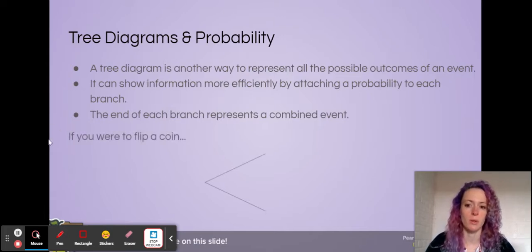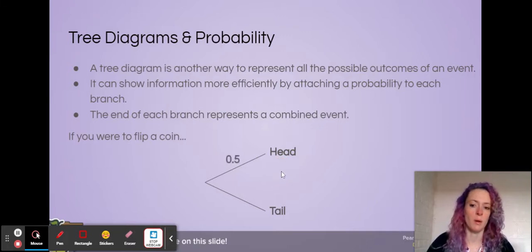So let's say we were to flip a coin. We have our branches. At the end of each branch, we'll say what it represents. So I can either get a head or a tail when I flip that coin. And along the branch is where your probability goes. So I have a 0.5 or 1/2 chance of getting a head, and the same for getting a tail.